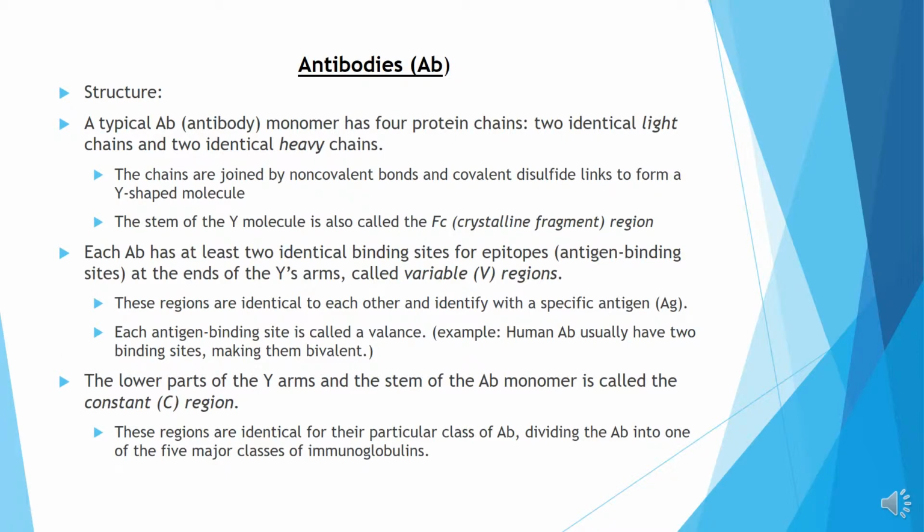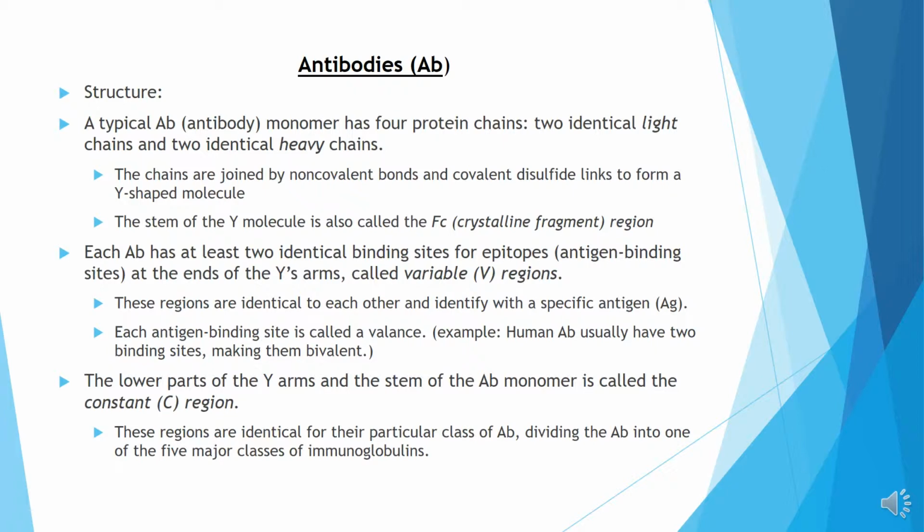Antibodies are made in response to an antigen and can recognize and bind to that antigen. They are produced by plasma cells. Antibodies are relatively soluble globulin proteins, and they are given the term immunoglobulins. The typical antibody monomer structure has 4 protein chains, 2 identical light chains and 2 identical heavy chains. The chains are joined by non-covalent bonds and covalent disulfide links to form a Y-shaped molecule.